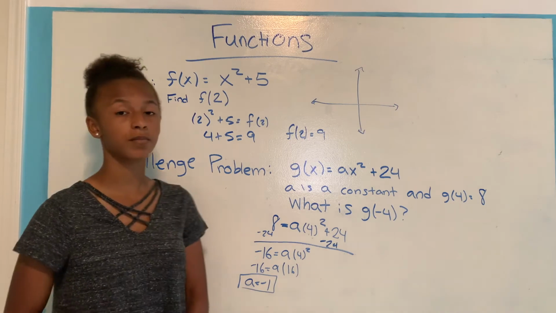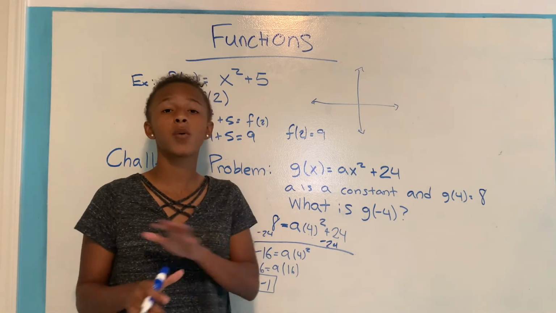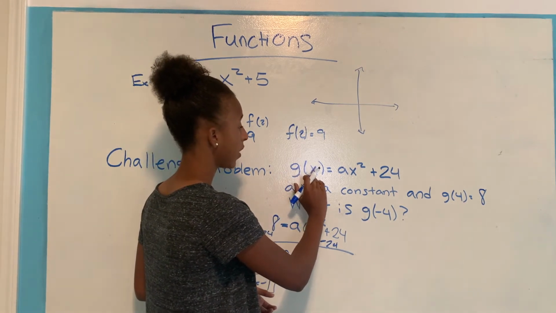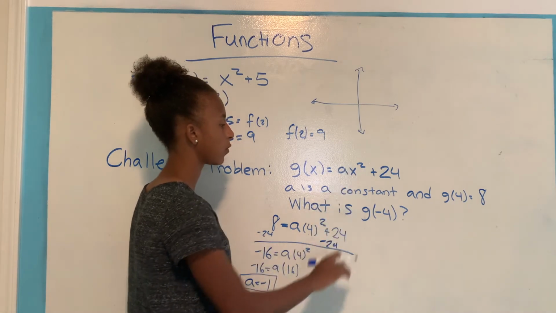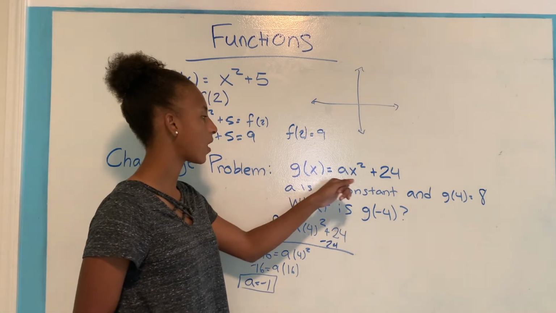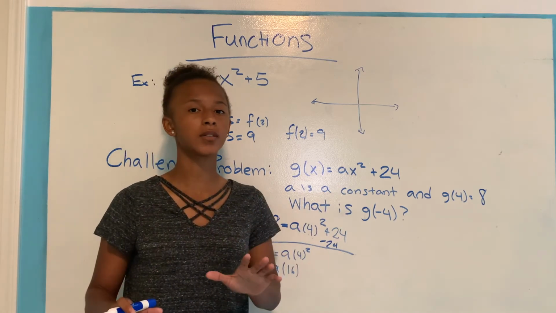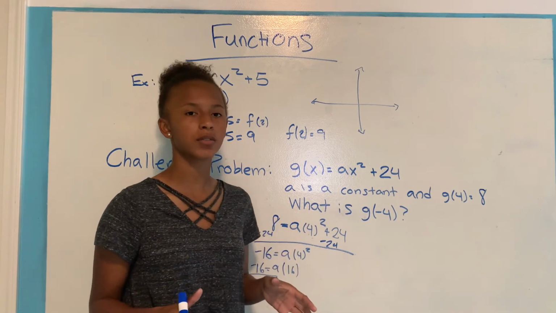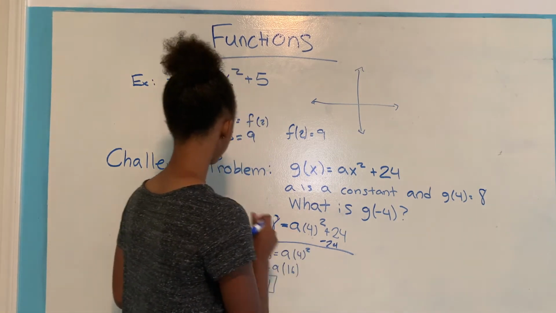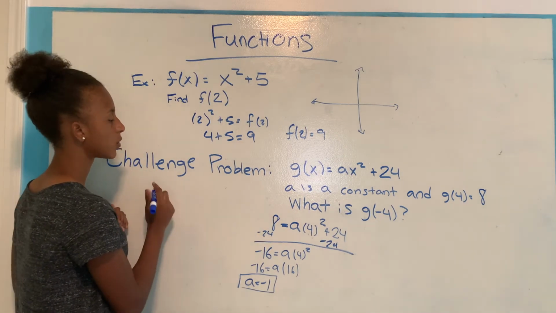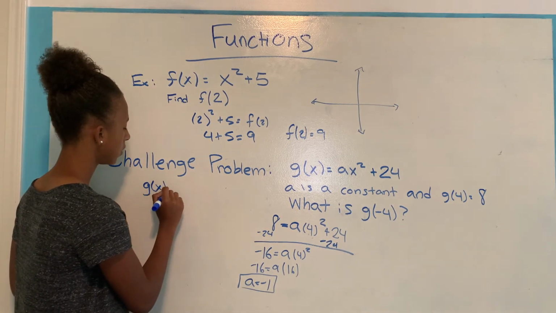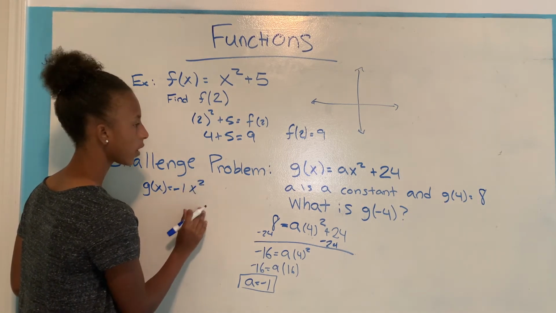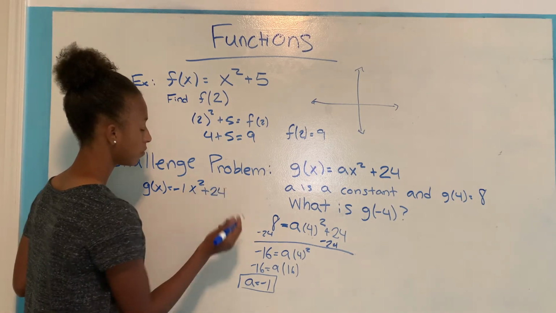Right, so you say, okay. So now you get to this point, and you're probably like, okay, yeah, we solved for a, but what do we do with that? Let me show you. So in this problem, we know that g of x equals a x squared plus 24. And whenever they say that a is a constant, it means a can only equal one value. And we've already solved for a. So really, we can just plug that into here, and we get the true equation, right? So let's actually write it over here so we have more space. So g of x equals negative 1 times x squared plus 24.